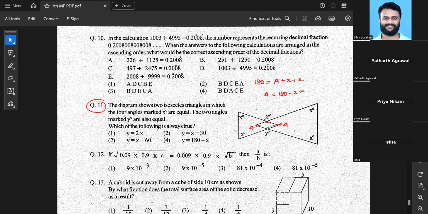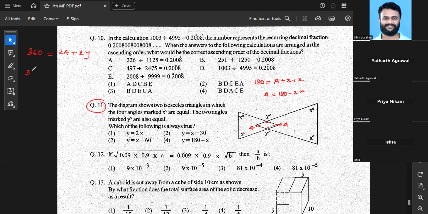So this is a quadrilateral with four angles. In a quadrilateral, the total of the angles should always be 360. If you don't know, you should remember this. For a triangle, the total of the angles should be 180. For a quadrilateral, the total should be 360. So 360 is the total where you have two A's and two y's.